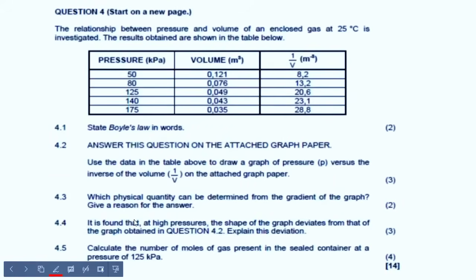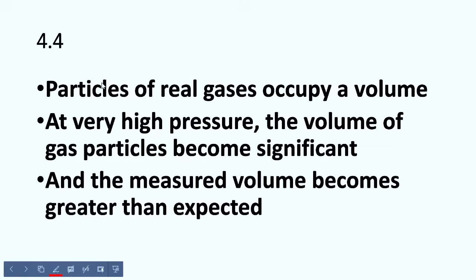Then 4.4 says it is found that at high pressures, the shape of the graph deviates from that of the graph obtained in question 4.2. Explain this deviation. So once again, we have this question. How do we explain? We say particles of real gases occupy a volume. At very high pressure, the volume of the gas particles becomes significant, and the measured volume becomes greater than expected. And therefore, we have a deviation of the real gas from the ideal gas.